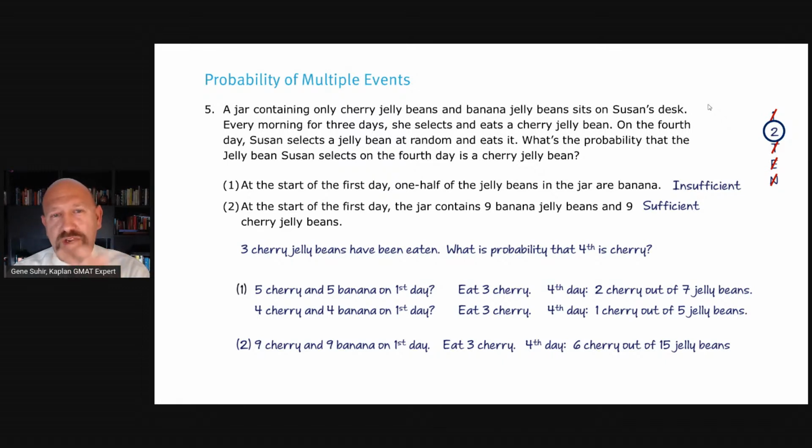They could have given us the same setup, and they could have asked us a yes-no question, what you're referring to, Abhian, something like, is the probability of eating a cherry on the 4th day greater than the probability of selecting a banana on the 4th day? So it could have asked us that. It's not what it did ask us here, though.